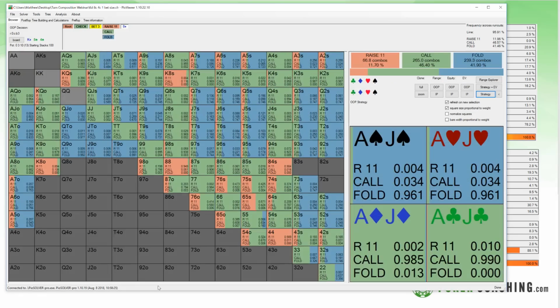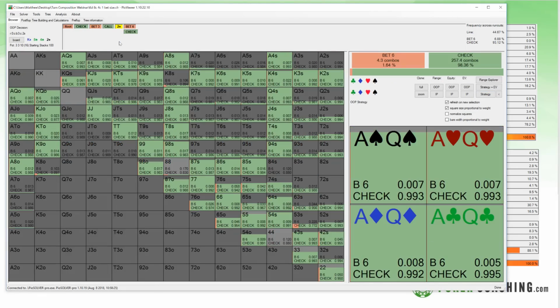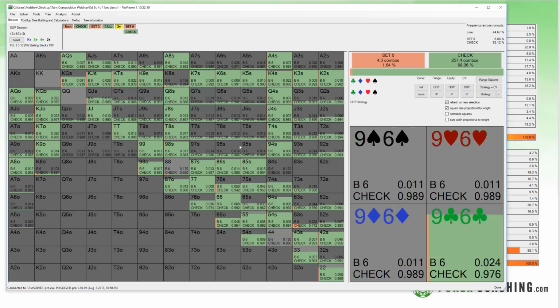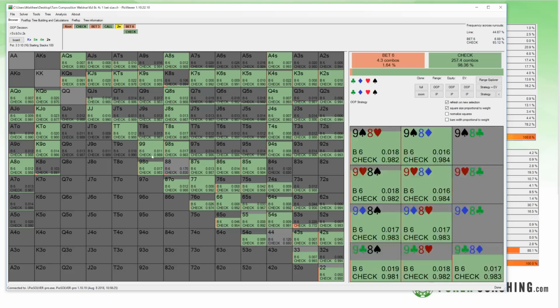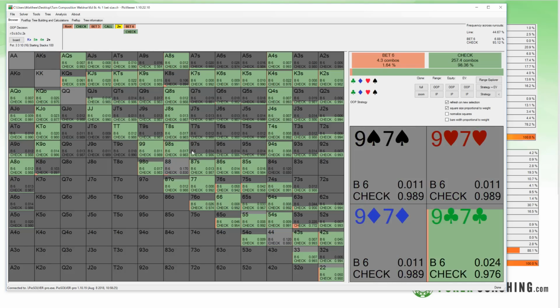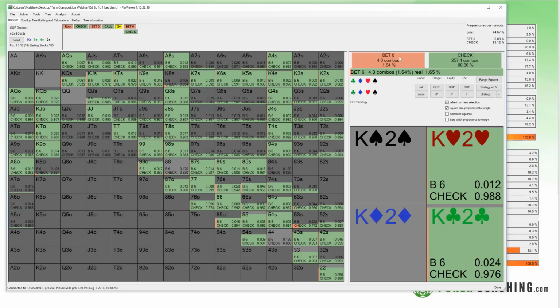So let's look really quickly here. We got the bet to 3, call, deuce of spades. And as you can see, because the out of position doesn't have the nut advantage, he's still going to always check.